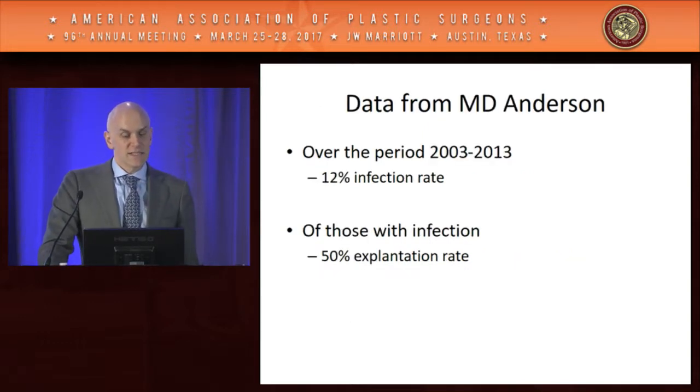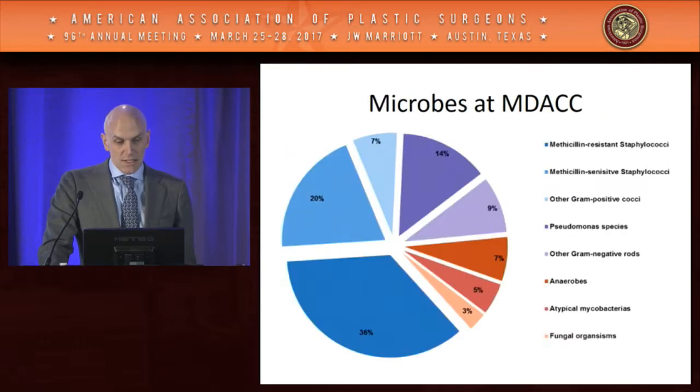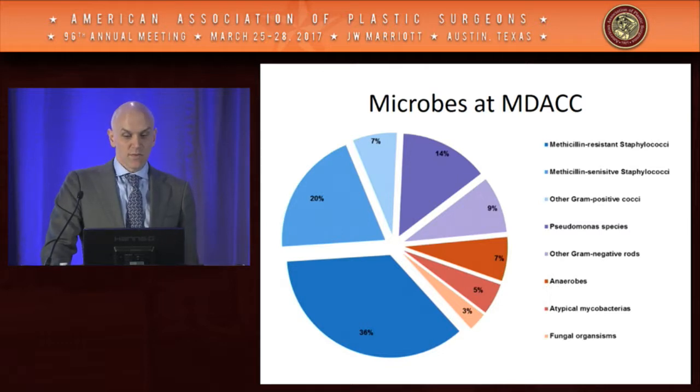So looking at our data in-house for the 10-year period between 2003 and 2013, we had an infection rate of 12%. Of those that ended up with an infection, 50% of the tissue expanders were explanted. When we looked at the responsible organisms, we found that most of them were methicillin-resistant staph, or MRSA. Then another 20% were methicillin-sensitive staph, 7% were other gram-positive cocci, and the next largest was 14% Pseudomonas species.